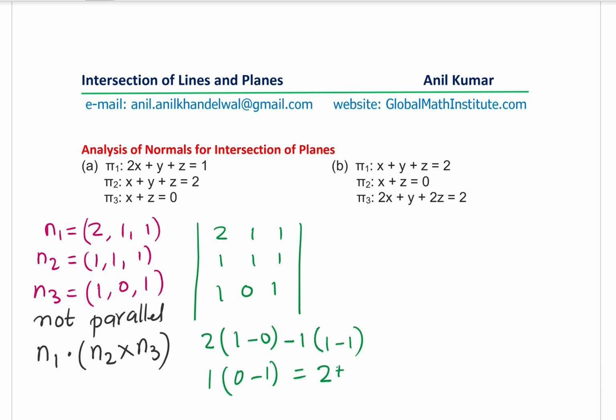The middle term is minus 1 times 0, which is 0. Here we have 1 times minus 1, which is minus 1, and what we get here is 2 minus 1, which is 1, which is not equal to 0, right? So we know this particular case is a case where the intersection is a point. So that is the answer for the first one.